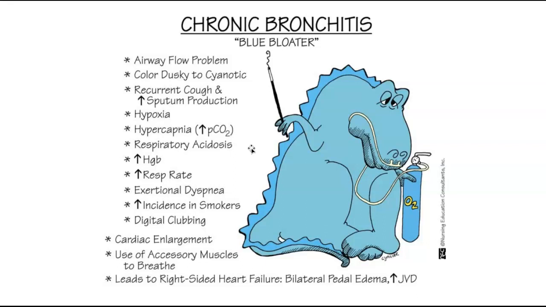You can have hypercapnia, which is an increase in your PCO2, because it's very hard to expire. So inspiration and expiration are very hard, so you have a trapping of CO2, which can cause respiratory acidosis. I've talked about the increased hemoglobin. You have a high respiratory rate, dyspnea, it's more common in smokers, and you have digital clubbing, which I'll talk about next. The other things that you see in chronic bronchitis are cardiac enlargement, which is because of right-sided heart failure, and I will also discuss this next. And then typically you see the use of accessory muscles.